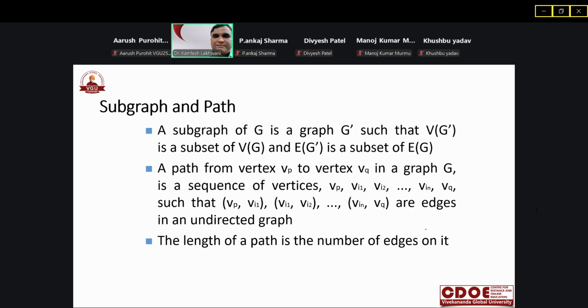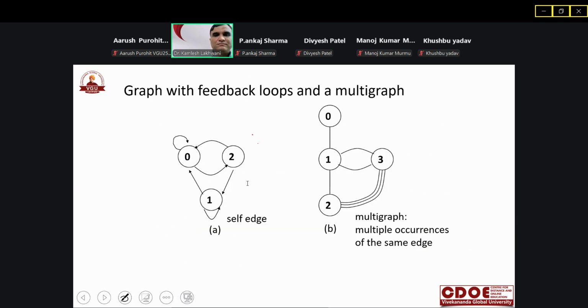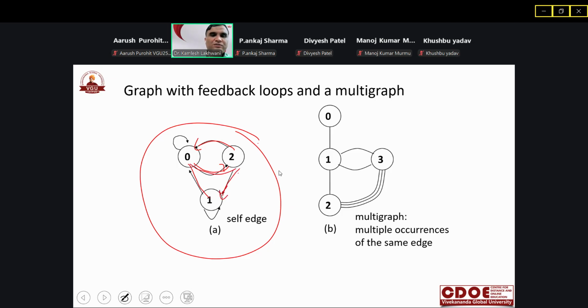In this graph A, you can see 0 is connected with 2 and 2 is connected to 0. So it's making a loop. Similarly, from 1 to 0 and 0 to 2 and 2 to 1, it is also making a loop. Right? So if in a graph there is a loop, we can say it has a loop.